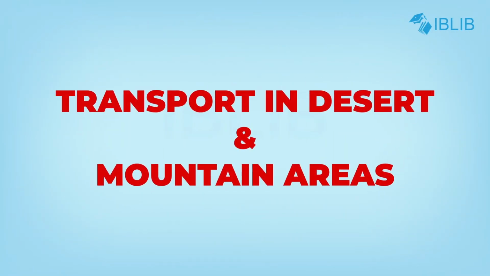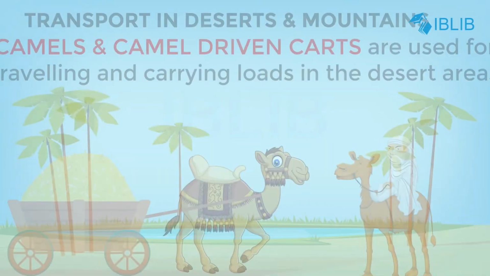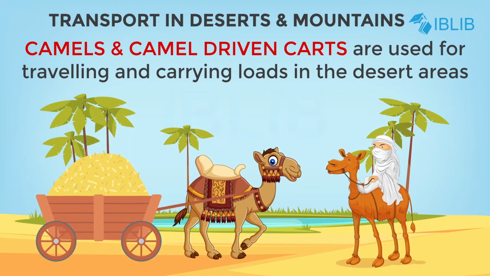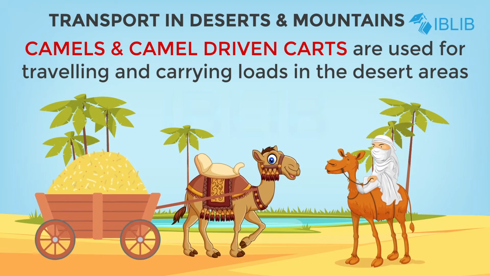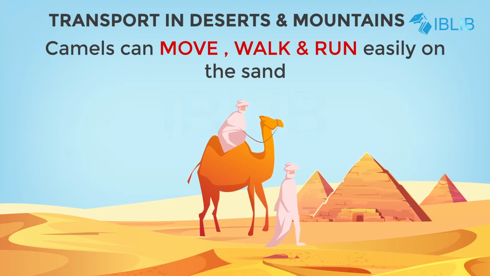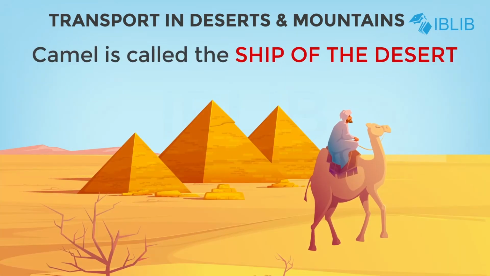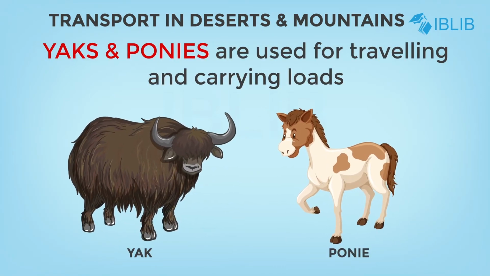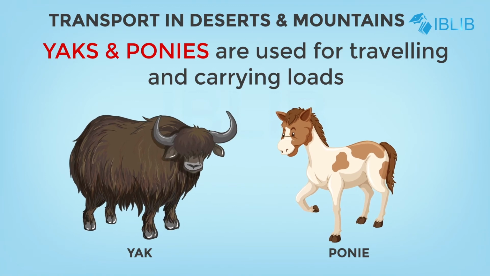Transport in desert and mountain areas. Camels and camel-driven carts are used for traveling and carrying loads in the desert areas. Camels can move, walk, and run easily on the sand. Camel is also called the ship of the desert. Yaks, ponies, etc. are also used for traveling and carrying loads.